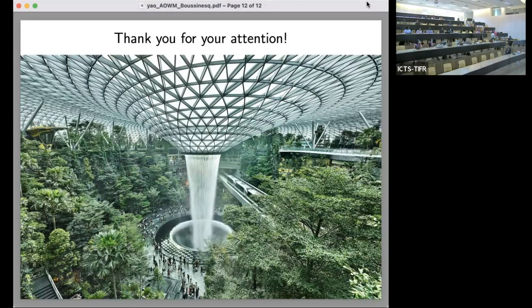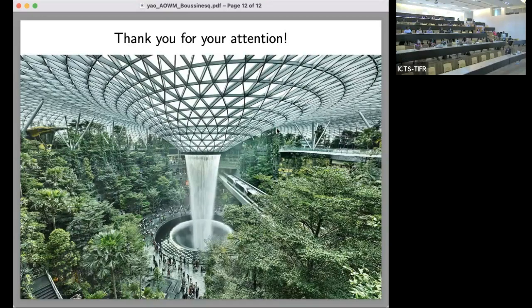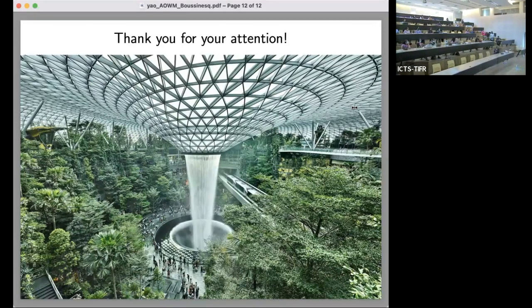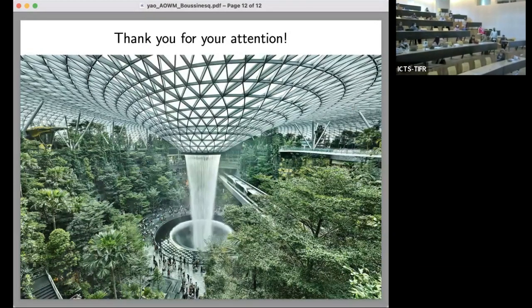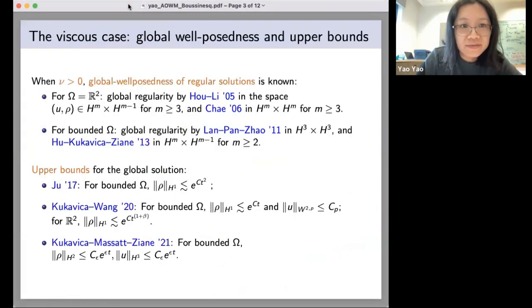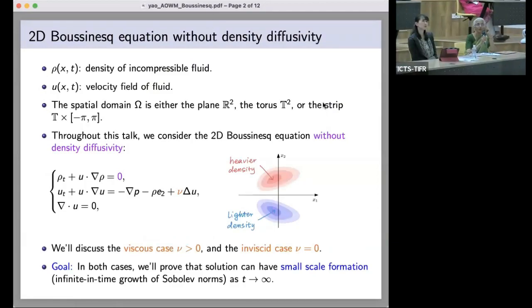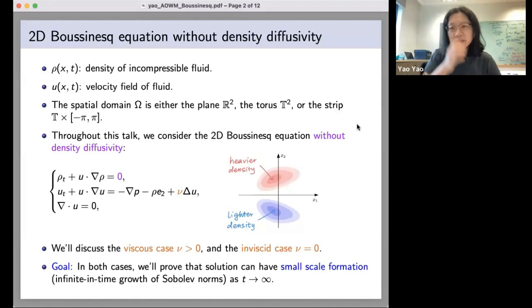Hello. Thank you for the nice talk. I have a question. You had an assumption on the density diffusion. Yes. So without density diffusion, you had this result. Is anything known with the density diffusion? What happens?